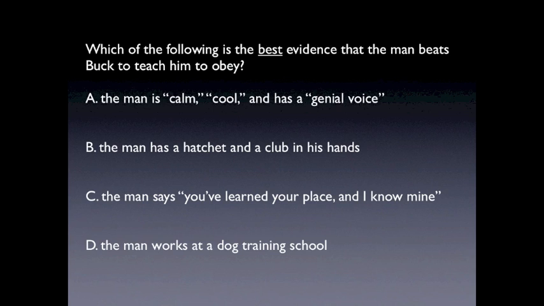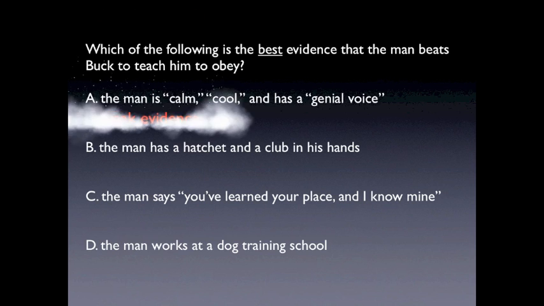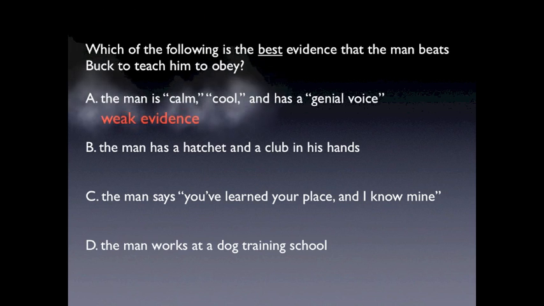Remember, genial means friendly, so this shows us that the man isn't angry or he's not a bully. So this shows us what the man isn't, and what he's not trying to do, but it doesn't prove that he's trying to teach Buck to obey. So this is evidence, but it's weak evidence.